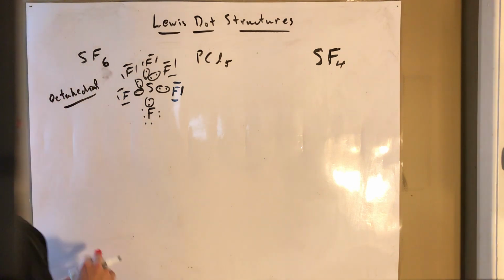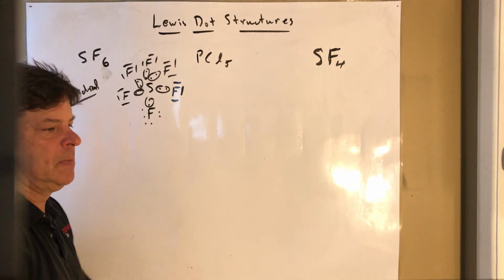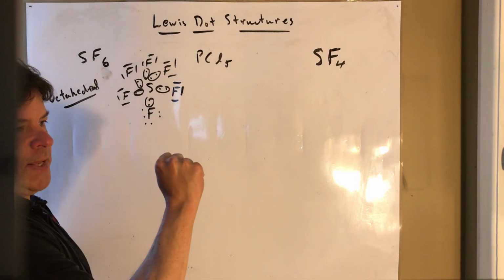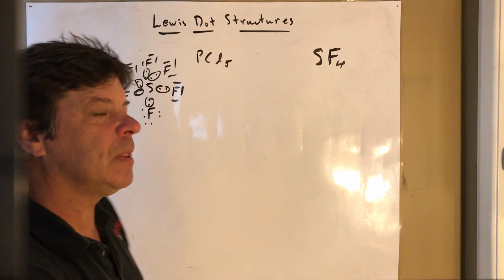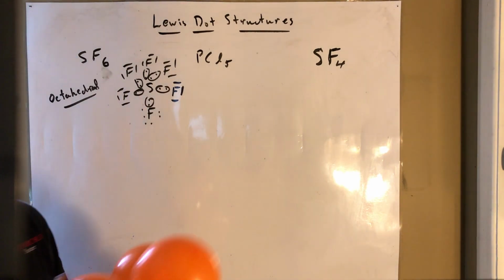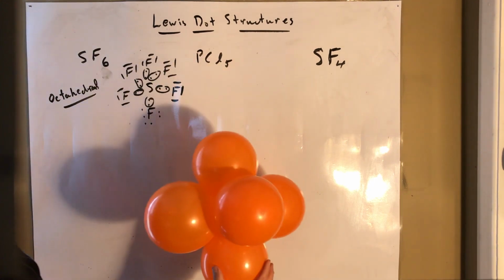Okay? All right, so if I want to show you a balloon model of this, how many balloons would I have? Yeah, there's no balloon for that central atom, so we'd have 6. What would it look like? Think about what it would look like. Here it is. Here is sulfur hexafluoride. It's kind of neat, isn't it?